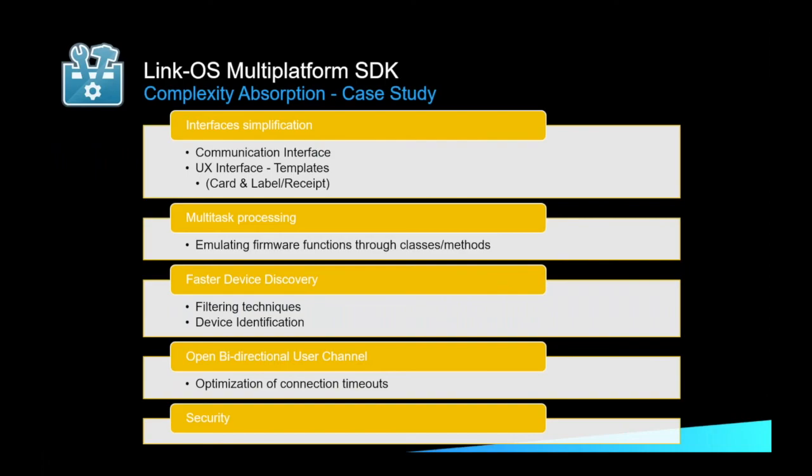Okay, let's move to complexity absorption. With complexity absorption, we have about five different subcategories that we can talk about. I'm just going to mention a few of them for this presentation. The interface simplification: I'm going to go through the advantages that we have achieved through the communication interface and UX interface, and how we have done that with templates. Just to mention multi-task processing, some kinds of tasks that hardware is not able to do, we can simulate through the software. So we want to show just one case of that.